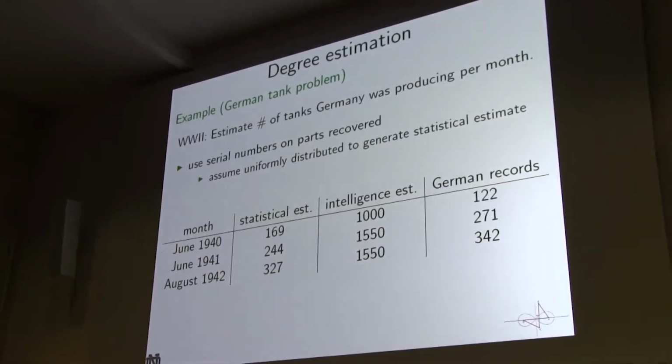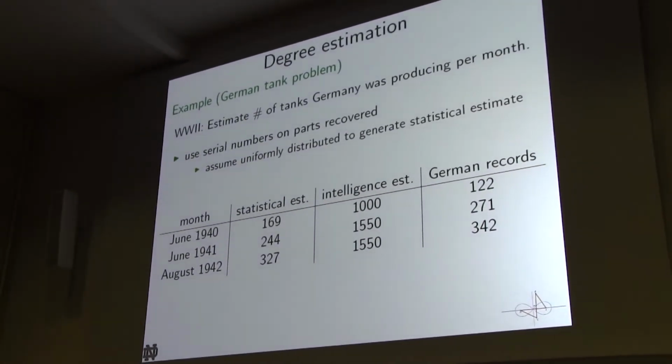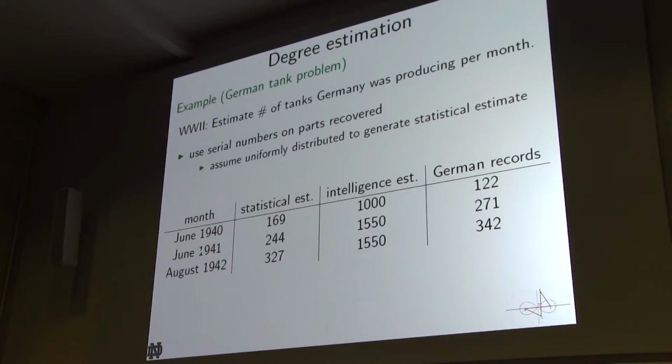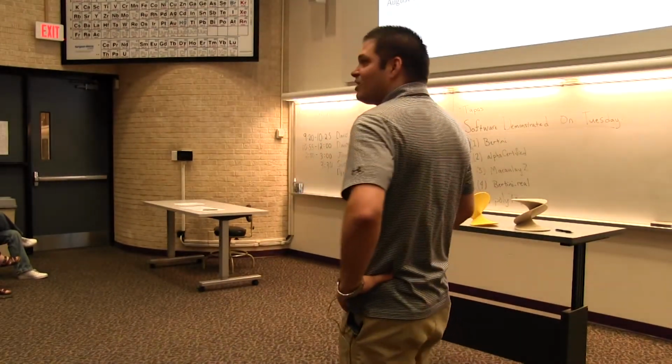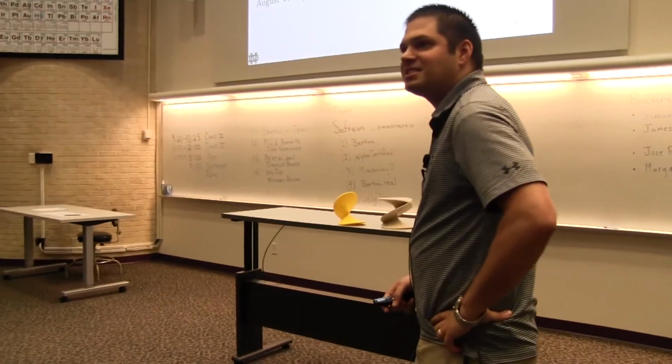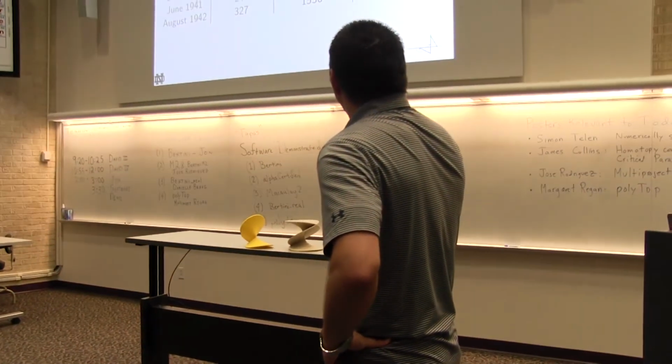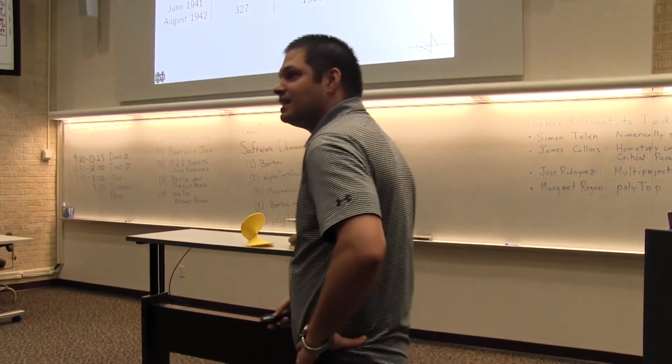The Allied forces, of course, had intelligence operatives, and they were reporting that in 1940, they were generating 1,000 tanks a month, and then they ramped up production in 41 and 42, and were near 1,500 tanks a month. Those were the intelligence estimates. From the recovered tanks, they looked at the serial numbers. The statisticians said, about 170, 250, 320.